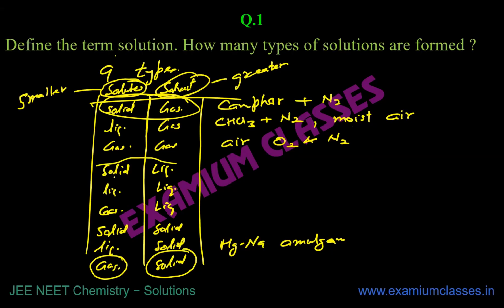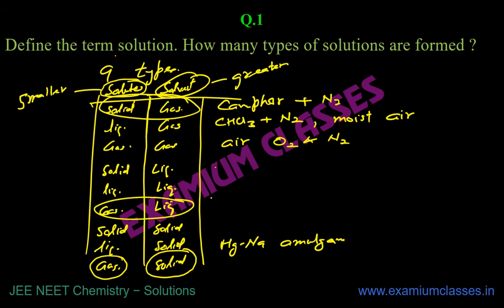Then this one, solid in liquid. The example will be, for example, you mix sugar into water, you mix salt into water. So this is the easy one. Liquid into liquid, I have already told you. For example, you mix alcohol and water. Then gas into liquid, for example, Coke, Pepsi, fizzy drinks, etc. So oxygen dissolved in water or fizzy drinks, all those.